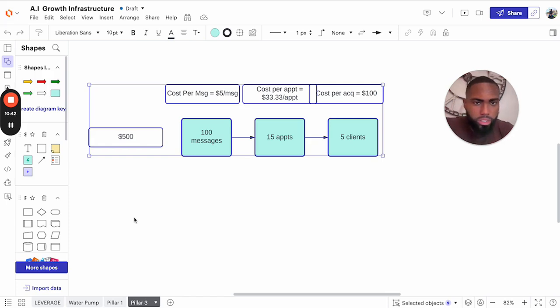Figure out what your cost to acquire a customer is. What is your cost per appointment? Also, what is the cost per appointment that shows up? All right? You can even get more granular. What is the cost per qualified convert? We have all this data for our clients.